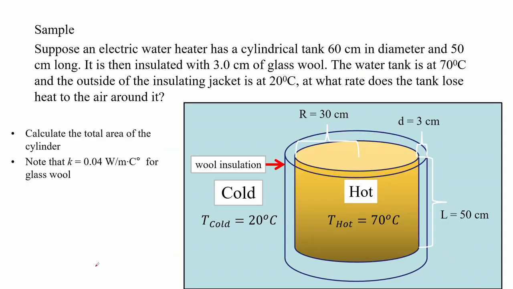Here we have an example. Suppose an electric water heater has a cylindrical tank 60 cm in diameter and 50 cm long. It is then insulated with 3 cm of glass wool. The water tank is at 70 degrees Celsius and the outside of the insulating jacket is at 20 degrees Celsius. At what rate does the tank lose heat to the air around it? Here we draw the problem and note that the wool insulator has a thermal conductivity K equal to 0.04 watts per meter degree Celsius.